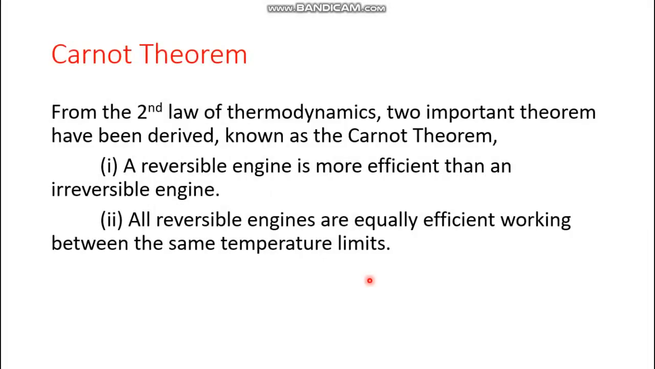Now, Carnot theorem. This is the last part of this lecture. From the second law of thermodynamics, two important theorems have been derived, known as the Carnot theorem. Later we have to prove these theorems also, after a few lectures, after having discussed the entropy term. So let's see what these theorems are. Theorem number 1: an irreversible engine is less efficient than a reversible engine. And number 2: all reversible engines are equally efficient working within the same temperature limits. All the explanation, significance and proof of these two theorems will be discussed later on.